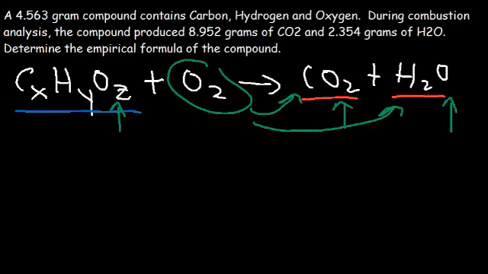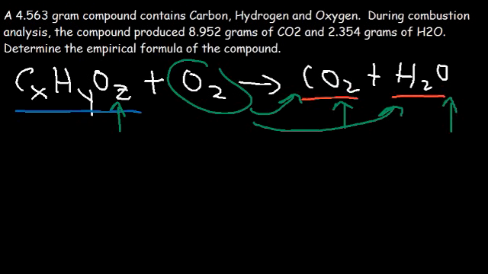So here's what we need to do. The first thing we need to do is find the moles of carbon and hydrogen, just like we did before. And then we're going to convert the moles of C and H into grams. Once we have the grams of carbon and hydrogen, we can calculate the grams of oxygen.